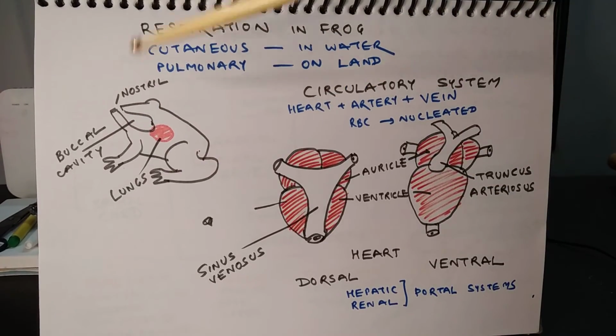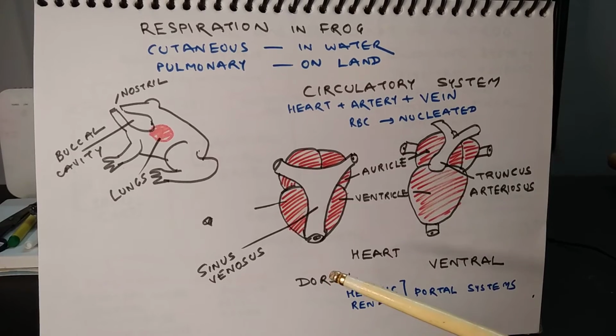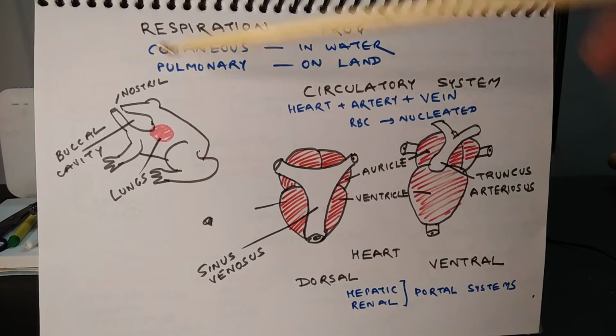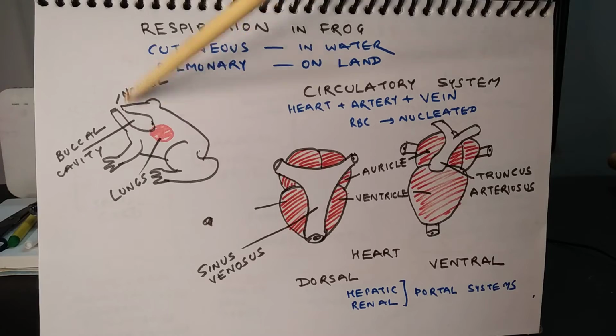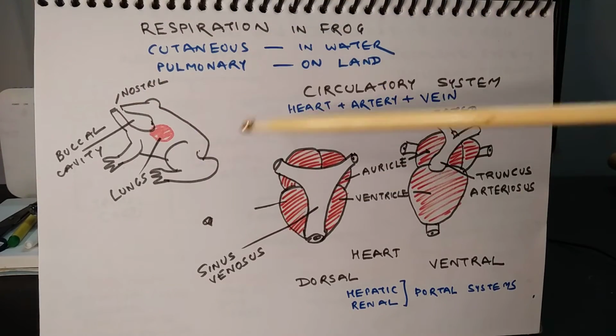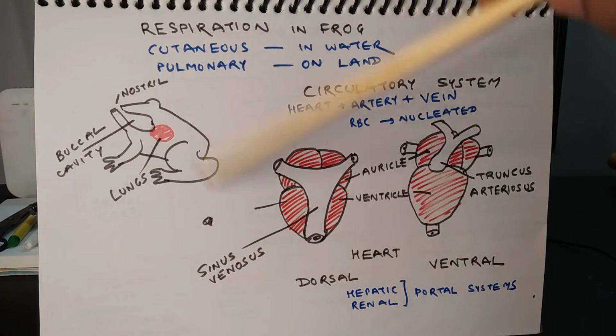This diagram shows the pulmonary respiration in frog. So, what happens? The air enters through nostril, it goes into the buccal cavity, and then it goes into the lungs, where gaseous exchange takes place. After that, air goes out.